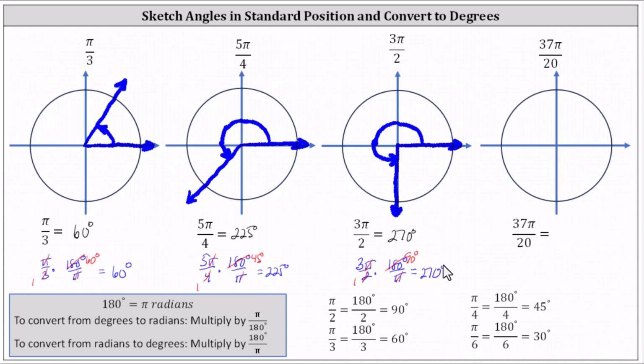This last one's a little more involved. We have 37 pi divided by 20 radians. Notice 40 pi divided by 20 radians would be 2 pi radians, or 1 full rotation counterclockwise, which means this angle is going to be a little short of 1 full rotation counterclockwise. For this example, let's first convert to degrees.